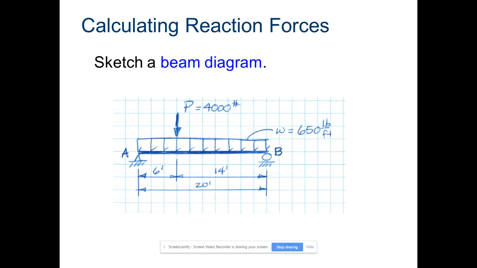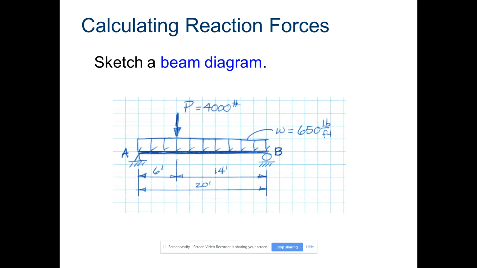So here we have a beam with a pin connection at A and a roller connection at B. The beam is 20 foot long. There is a concentrated load of 4,000 pounds, P, 6 feet away from A. There is also a distributed load of 600 pounds per foot that goes across the entire 20-foot span.